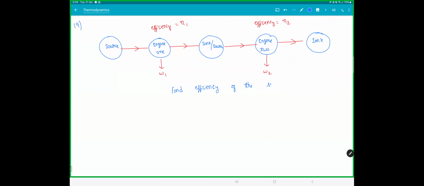I'll simply say efficiency of the system. I can put a third engine also, and so on. This W1, W2 are also not given, so that simply works. So you need to figure out. Answer should come in terms of eta 1, eta 2.